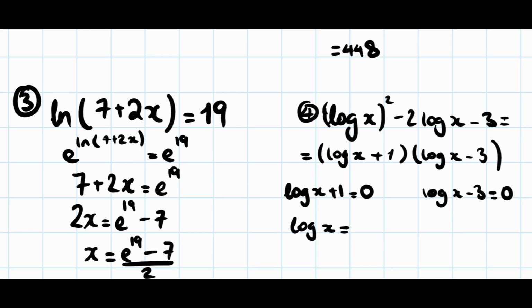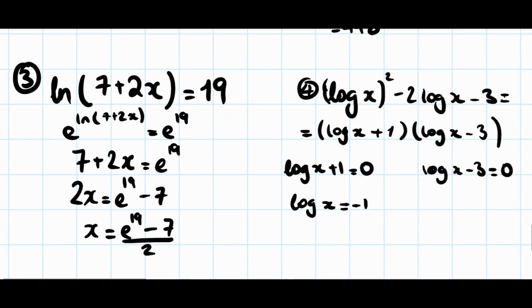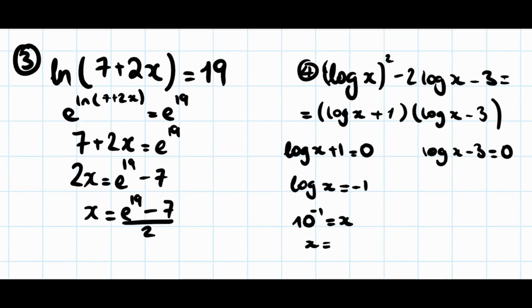So log x would be equal to minus 1, and we know that log x is log base 10, so we can rewrite this as 10 to the power of minus 1 will be equal to our x, and therefore x will be equal to 1 over 10. Now if we solve the right hand side, log x will be equal to 3, and again because it's base 10, this will be 10 cubed equal to x, and therefore our x will be equal to 1000.